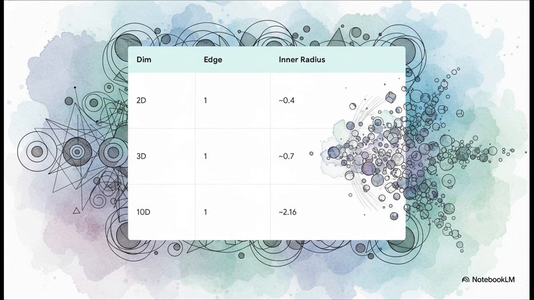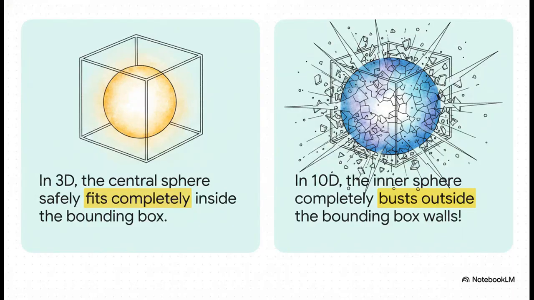Everything feels completely normal and intuitive. The inner sphere is just taking up a bit more room as we add dimensions. But watch what happens by the 10th dimension. Applying the exact same scaled-up Pythagorean theorem, the inner sphere's radius has suddenly ballooned to over 2.16. Just take a second to let that sink in, because this brilliantly illustrates a totally mind-bending paradox we're about to uncover. Think about the physical implications of a radius of 2.16.